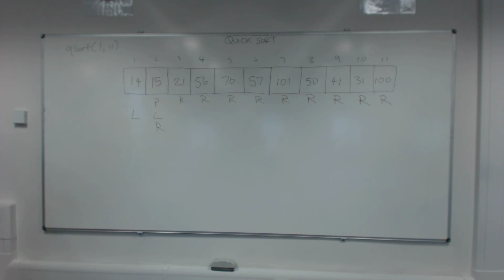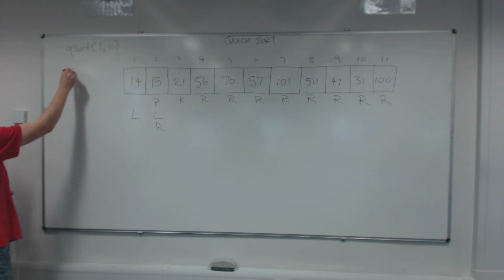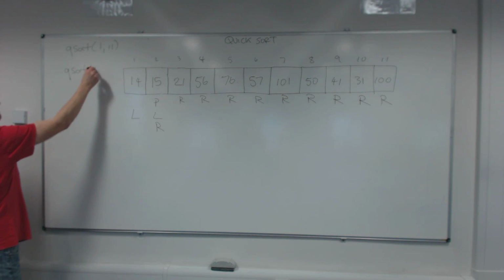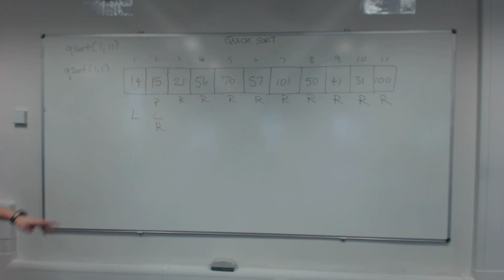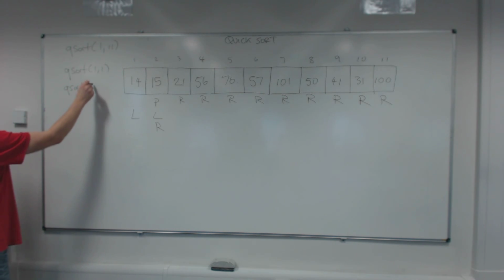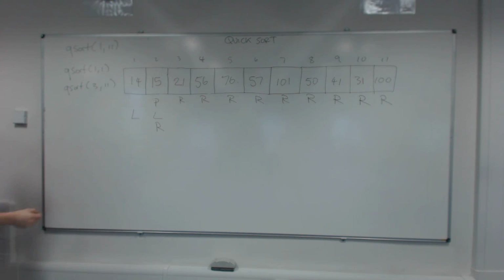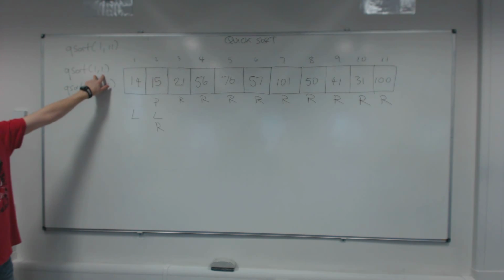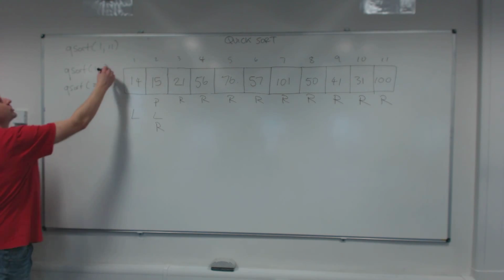At this point, we would run Quicksort twice. We'd run Quicksort with 1, 1 to sort that part of the list, and we'd do Quicksort 3, 11. There's no point in doing the first one because one of the stop conditions for the recursion is if the left and right value are the same, stop. So that one would just stop.